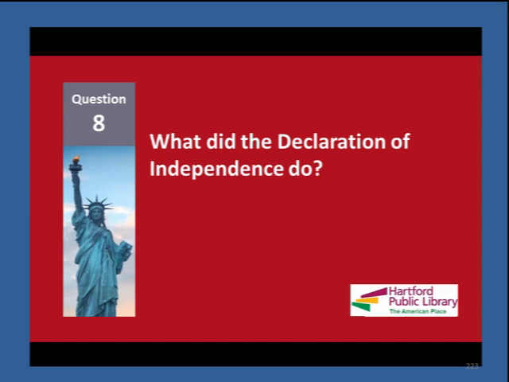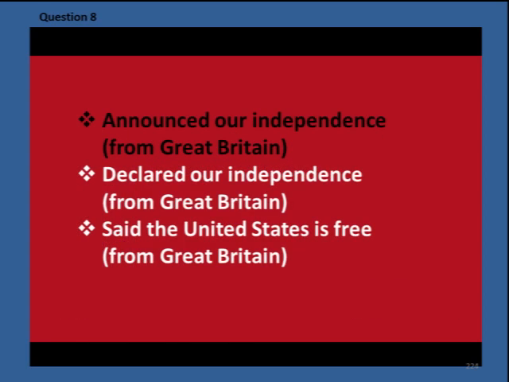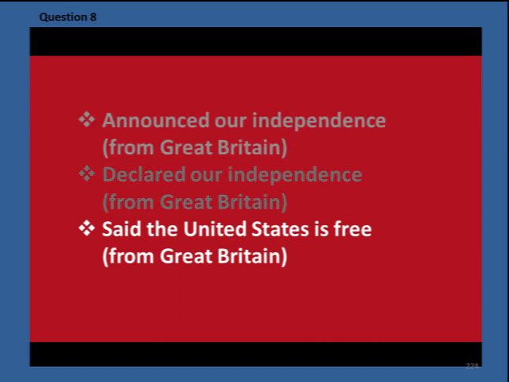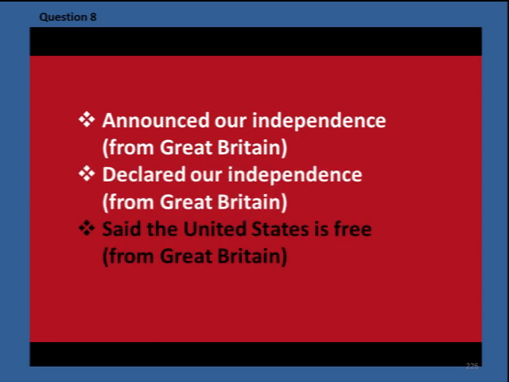Question 8. What did the Declaration of Independence do? Announced our independence. The Declaration of Independence announced our independence from Great Britain. Declared our independence from Great Britain. Said that the United States is free from Great Britain.